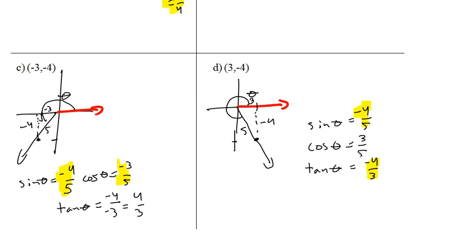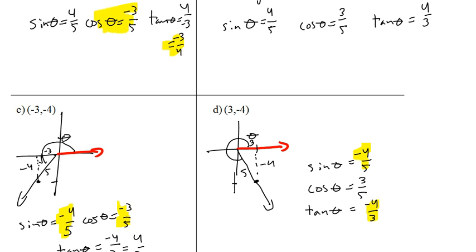Okay, the other thing we should notice is that here sine is 4 over 5, 4 over 5, negative 4 over 5, negative 4 over 5. So if we have kind of the same points, they're going to be the same. We'll talk more about that later.